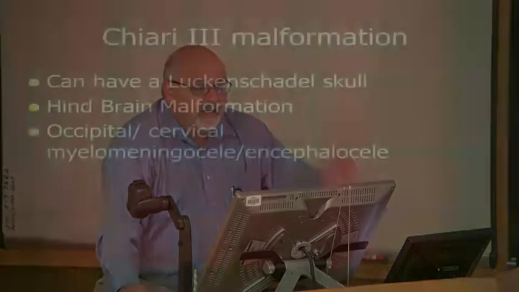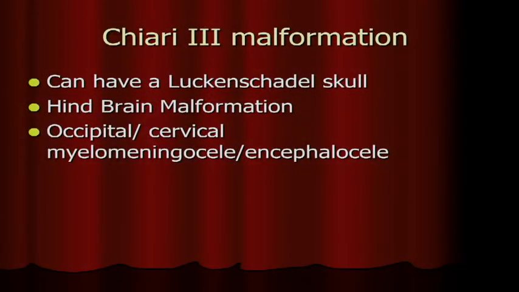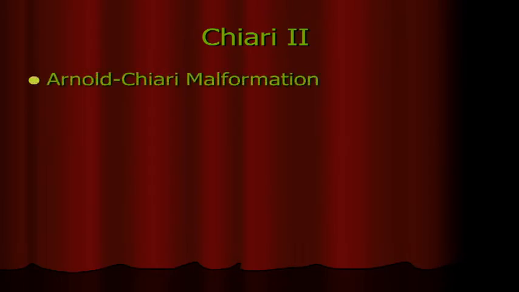Chiari-3 can have Lückenschädel skull, which has a beaten brass appearance, hindbrain malformations, and occipital cervical myelomeningocele or encephaloceles. And Chiari-2 is the Arnold Chiari. We used to say Arnold Chiari-1, Arnold Chiari-2, Arnold Chiari-3. Arnold Chiari is Chiari-2. Okay, that's Chiari-2.